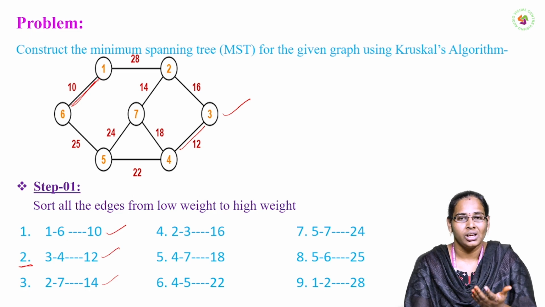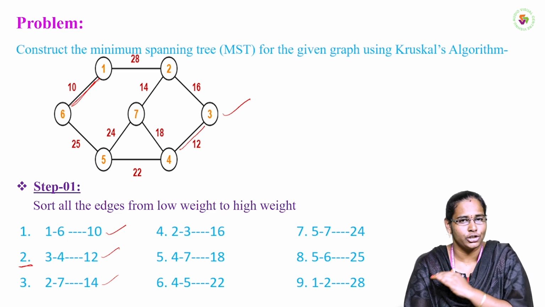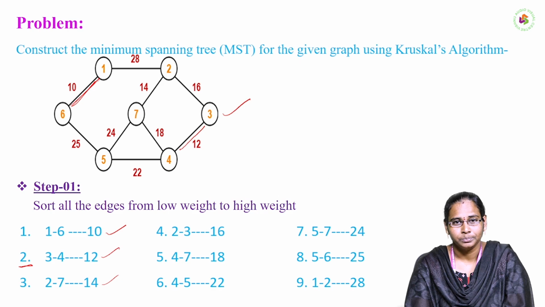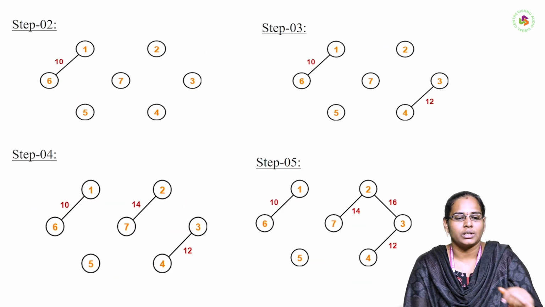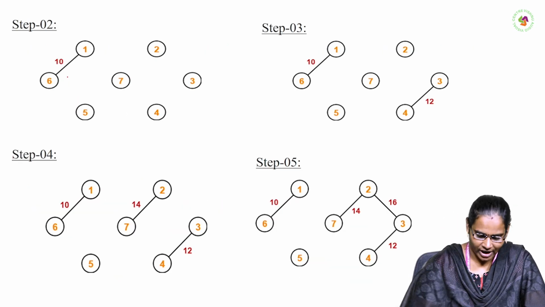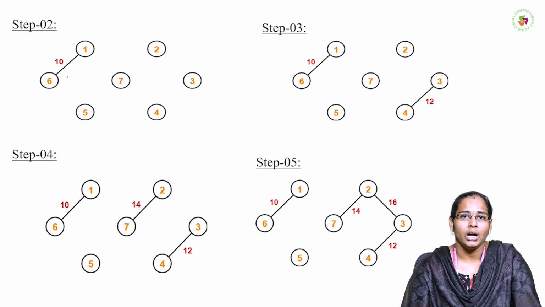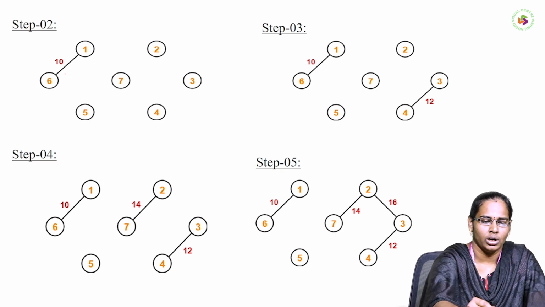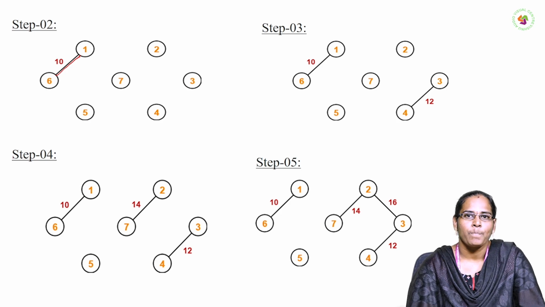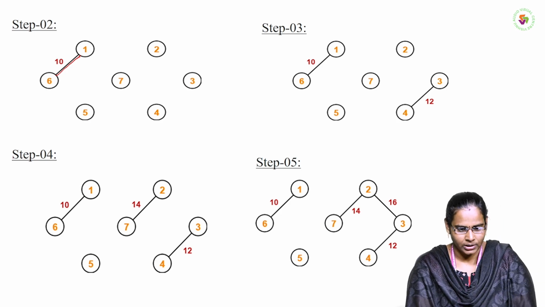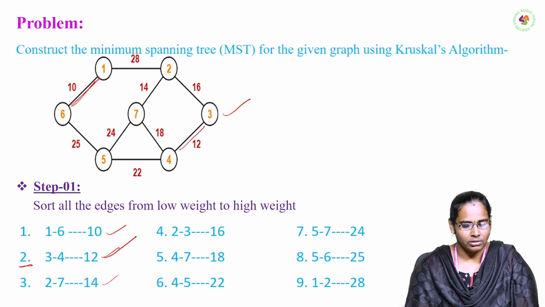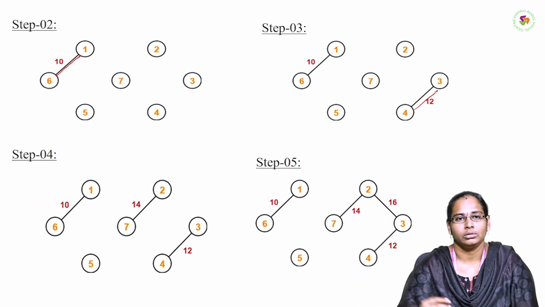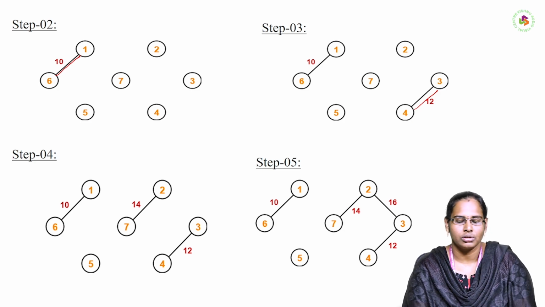What is step 2? We have to take one by one edge from sorted order and connect those edges to form a tree. So the minimum weight edge is first, 10 with edge 1 6. So connect 1 6. Next minimum weight is 12. So take that 12, the edge 3 4, which is also connected.